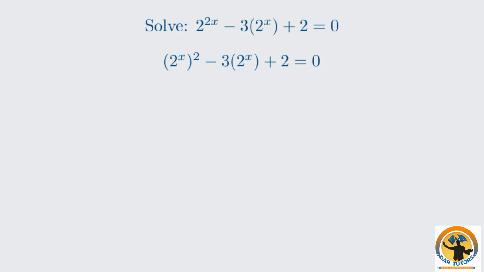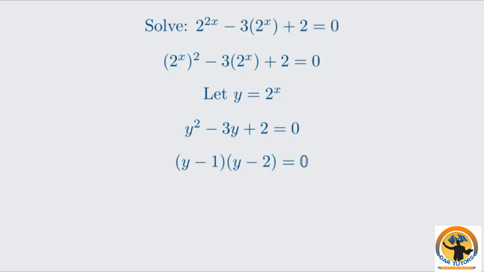Now, let's make a substitution. Let y equal 2 to the power of x. Substituting y into our equation gives us y squared minus 3y plus 2 equals 0. This is a standard quadratic equation. We can solve this quadratic equation by factoring. It factors into y minus 1 times y minus 2 equals 0. This gives us two possible solutions: y equals 1 or y equals 2.